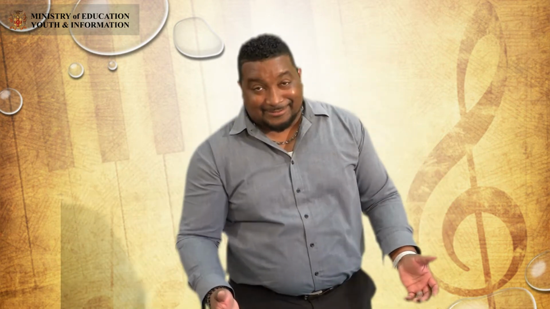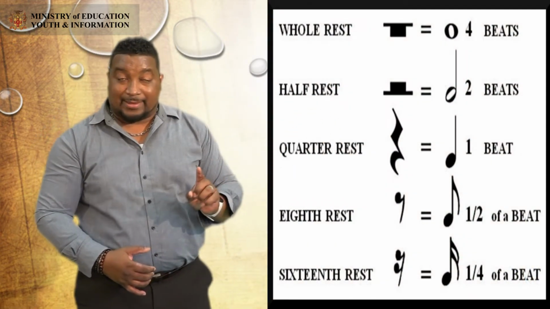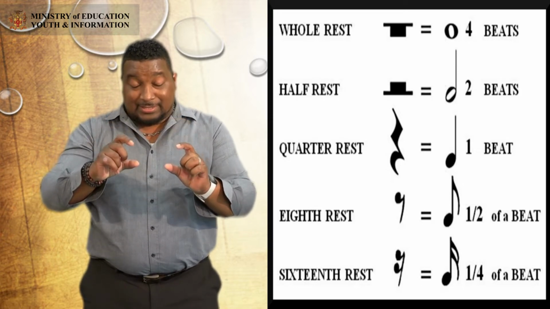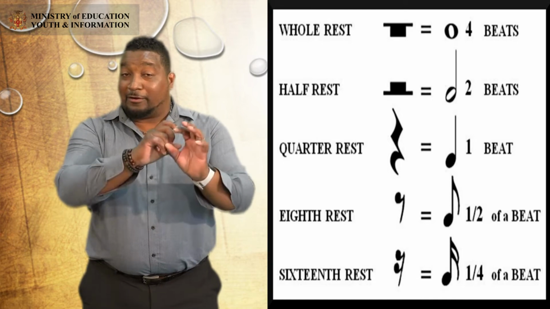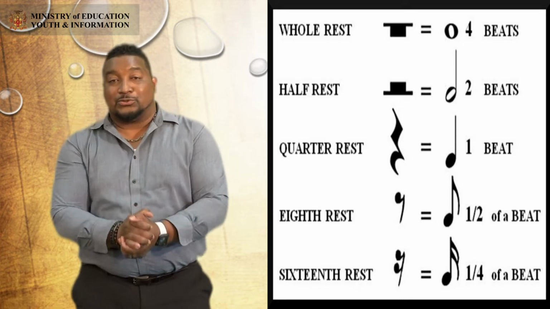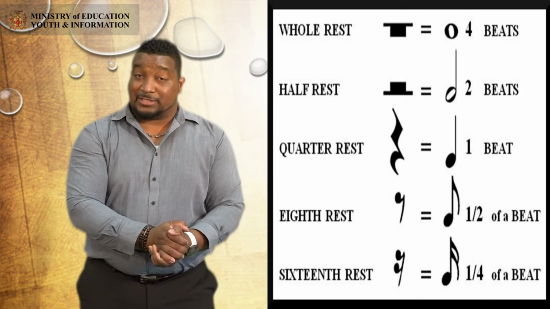So besides the notes, you can't make sound all the time in music. Music really starts with silence. So each note has a representing symbol that indicates rest. So look at the first one for example. What the whole note rest looks like is almost like an upside down hat. So when you see that symbol, that means that you are to be quiet for 4 counts. So if you're clapping for 4, 1, 2, 3, rest for 4. So you're resting for 4.